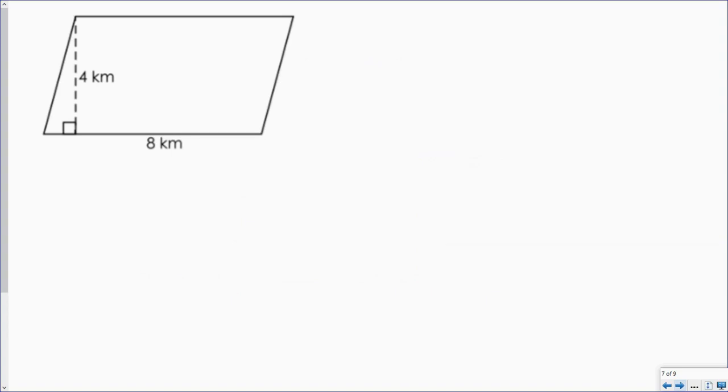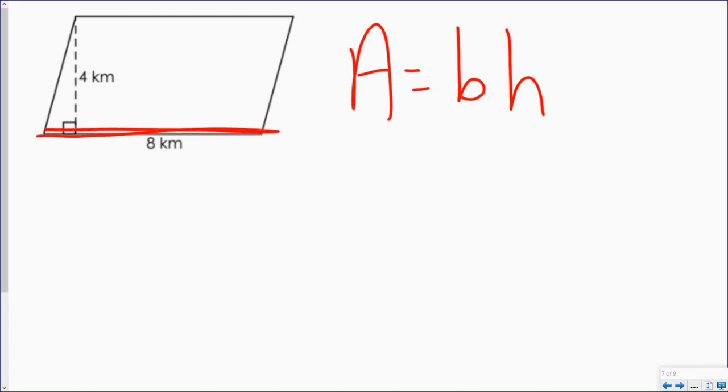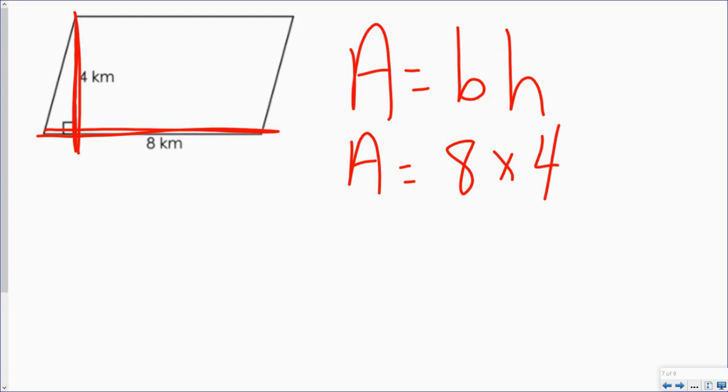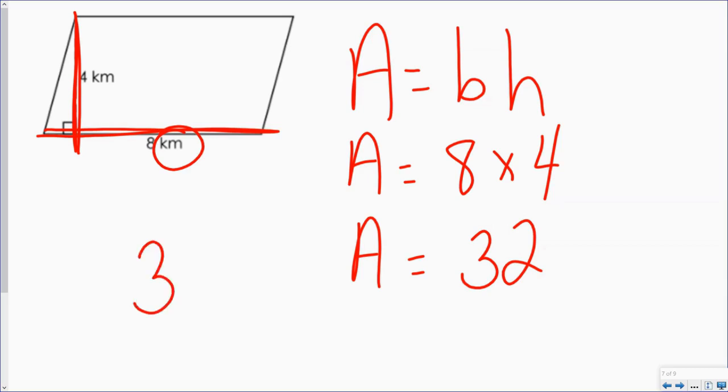So let's put this to work for us. So here's my parallelogram, and I know that area equals base times height, and my base in this case is right here. So I'm going to have area equals 8 multiplied by my height, which is right here. So I have 8 times 4. Area equals 32. And my label up here is kilometers. So my answer would be 32 kilometers squared, because I'm still talking area, so I still need to square my answer or my label.